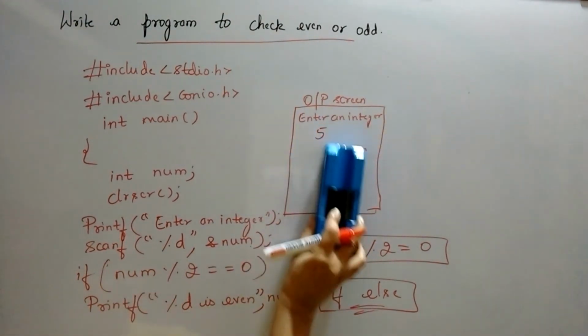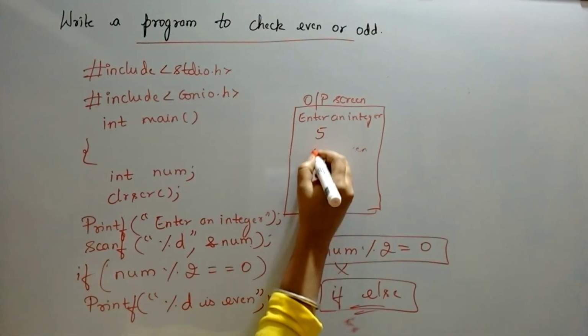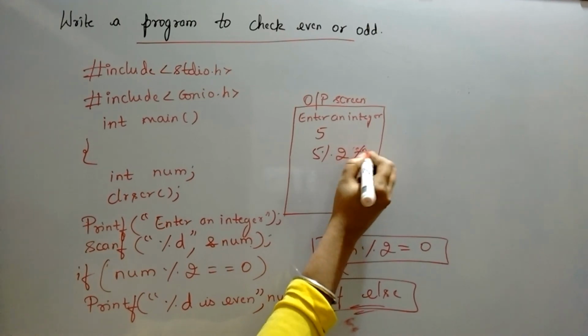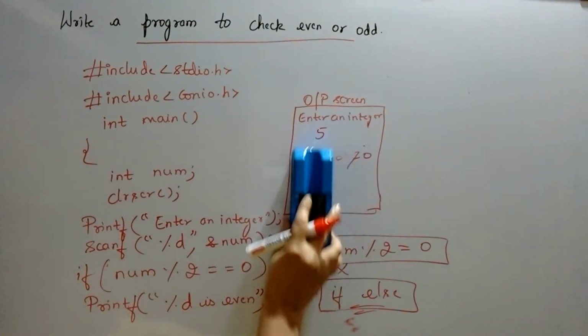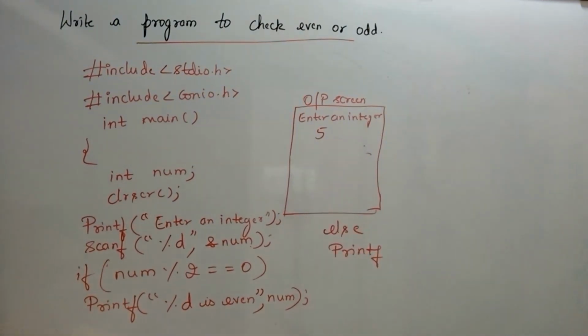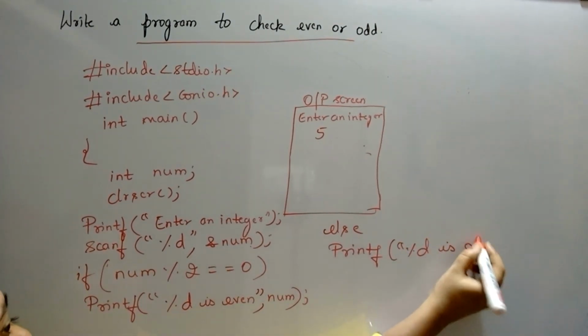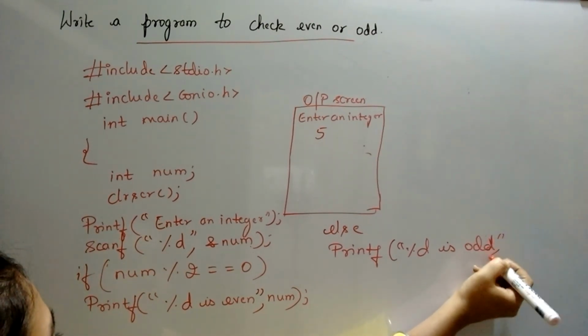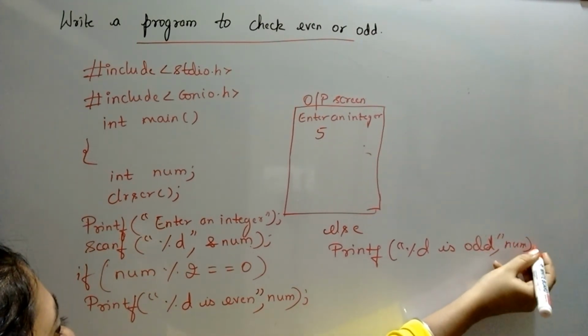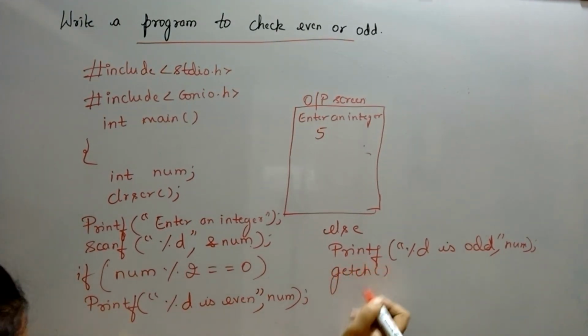Fine, if this condition is false, now see, 5 mod 2 is not equal to 0, right? So if this condition is false, else printf %d is odd, it will be stored in num. Now here I am going to write the getch function.